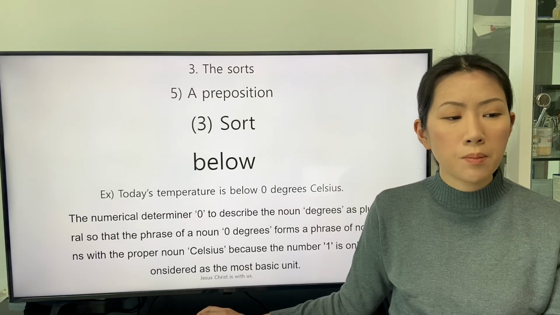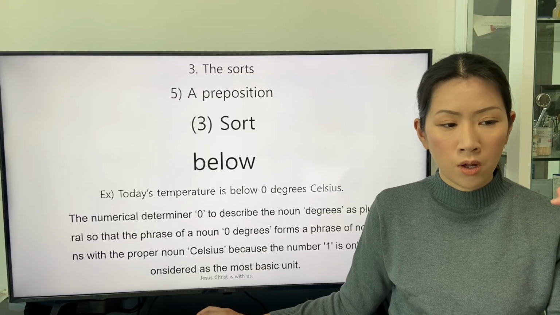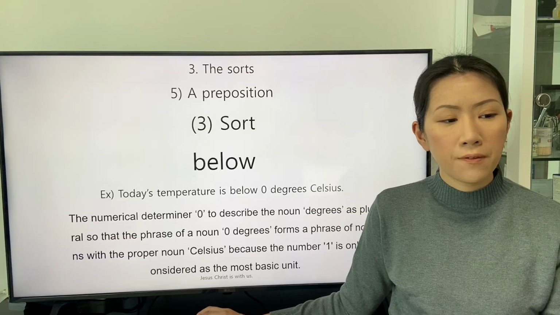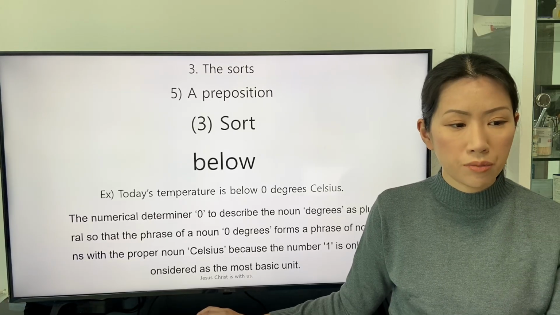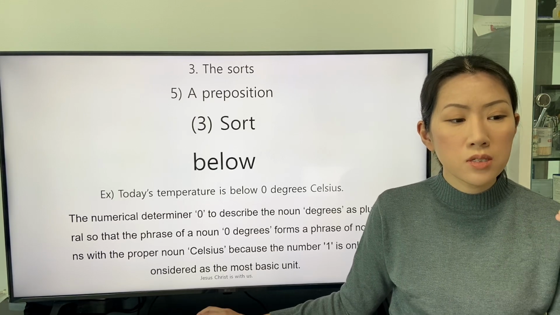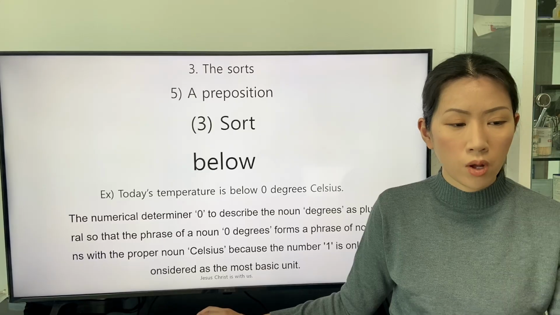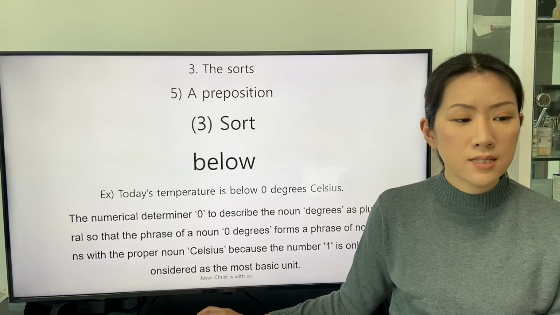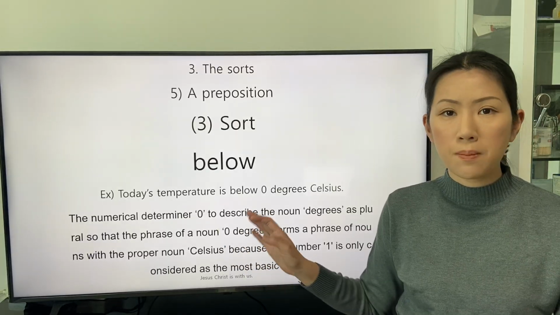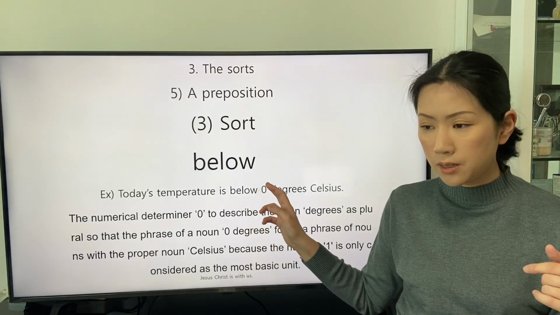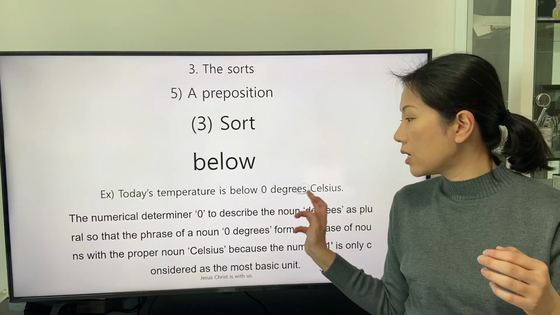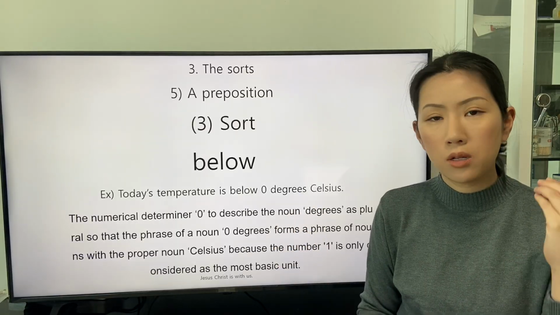The numerical determiner 0 describes the noun degrees as plural, so that the phrase of the noun 0 degrees forms a phrase of nouns with the proper noun Celsius, because the number 1 is only considered as the most basic unit. This explanation is about the number 0 and the fact that the number 0 is considered as the plural number.